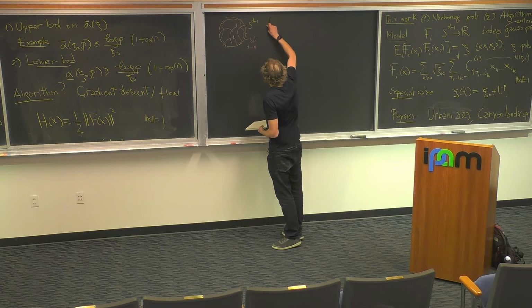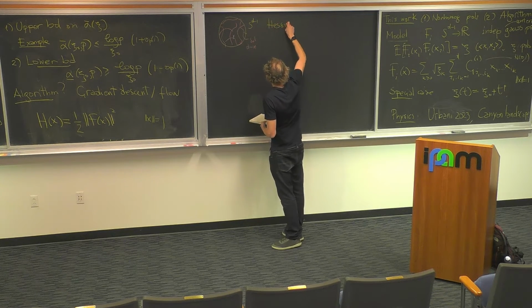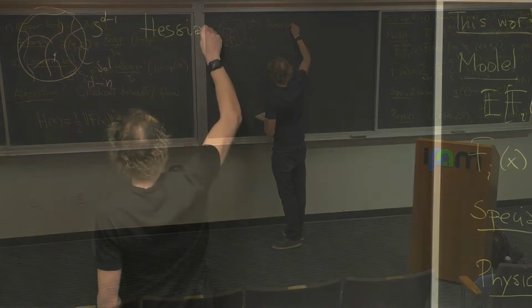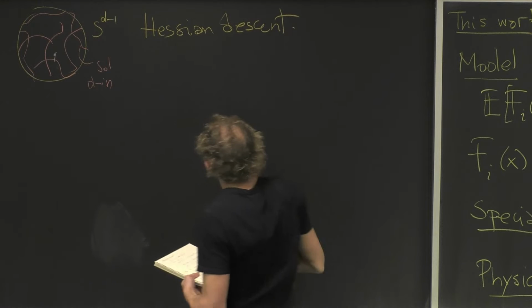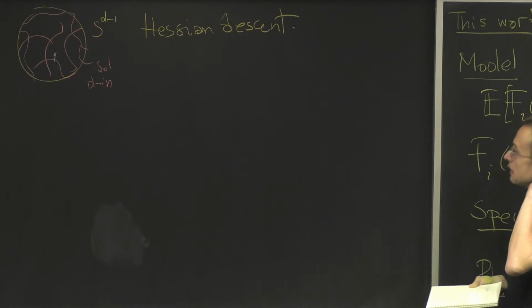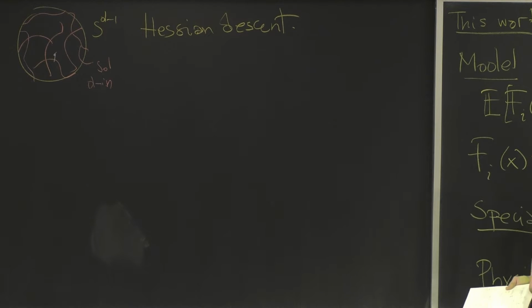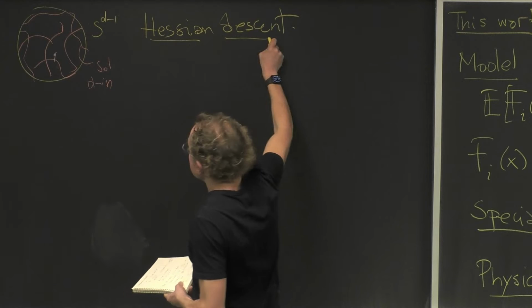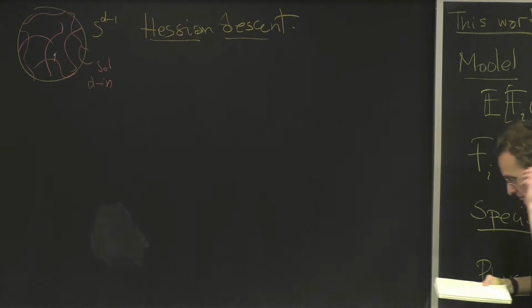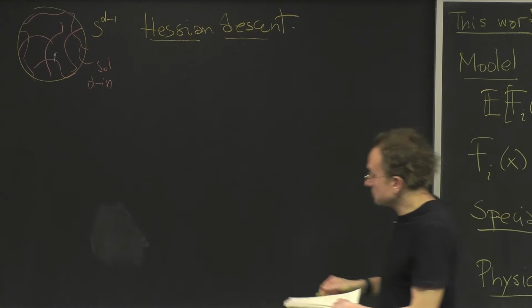All right, so this is why we turn to another algorithm, that is Hessian descent. So this was analyzed, similar to something that Eliran did in the case of spin glasses, and here we adapt it to this problem. And what is the algorithm? The algorithm is very simple.